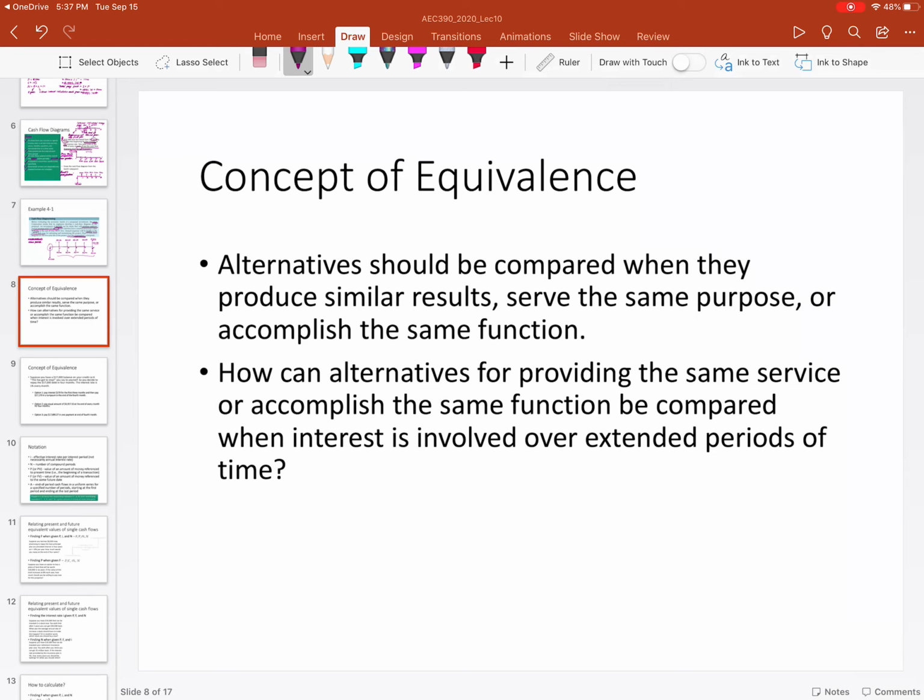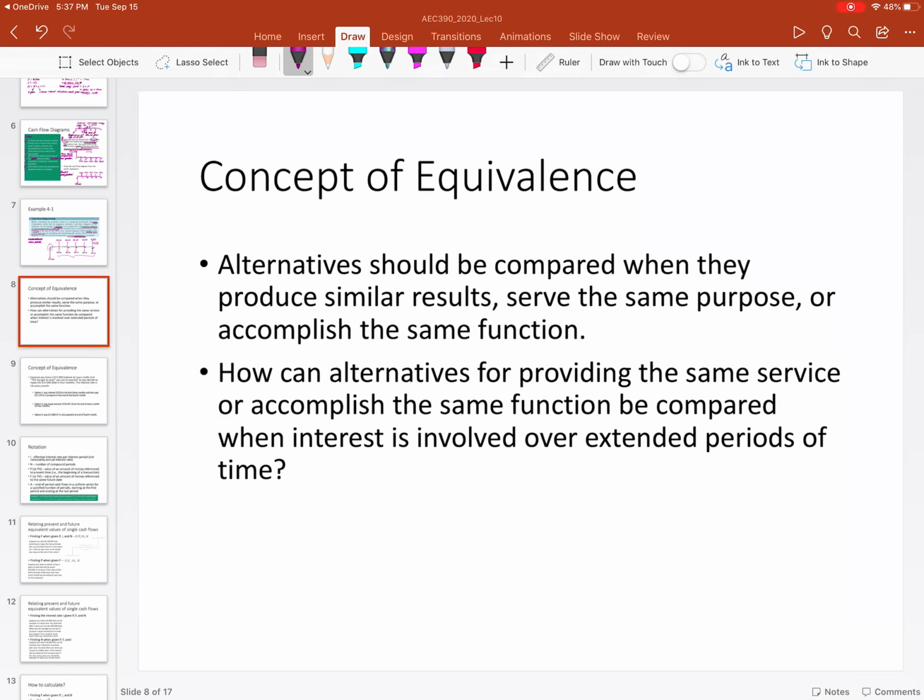And they are only comparable when they produce similar results, when they serve the same purpose, or they accomplish the same function, right? You have the same goal, but you have different solutions, and those are the solutions you can compare. You don't want to compare solutions for different goals, which doesn't make sense, right? But how can alternatives for providing the same service or accomplishing the same function be compared when interest is involved over extended periods of time?